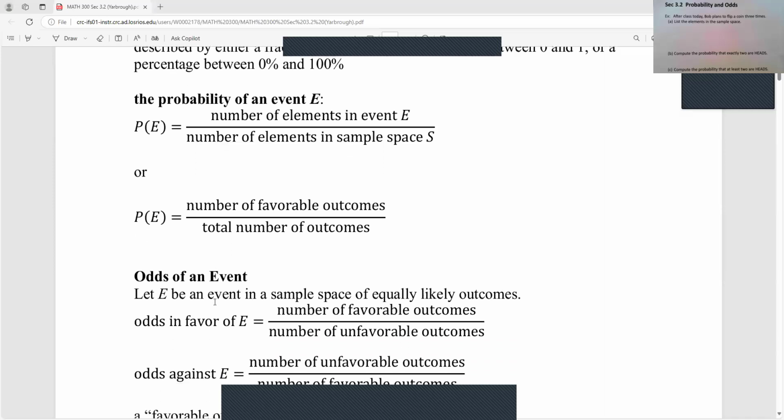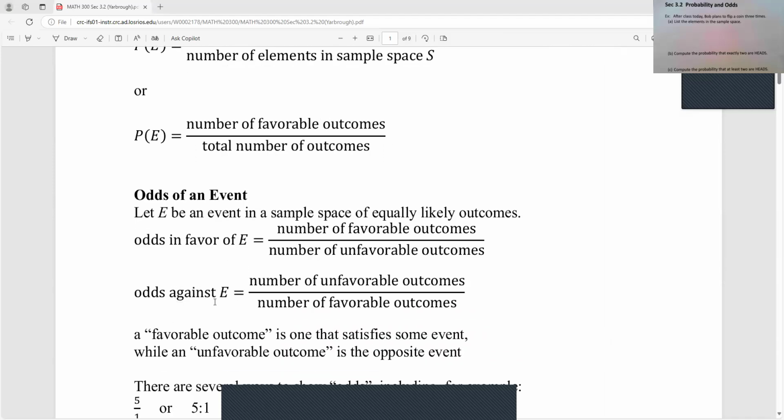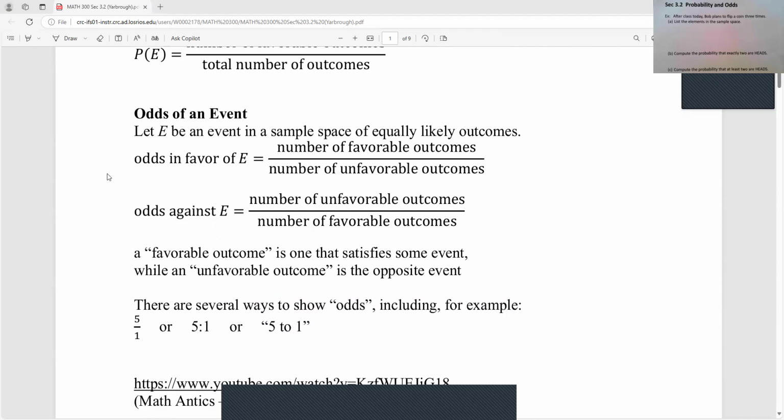There is a different definition when we get to odds. We will, of course, come back and talk about that a little bit more once we hit that, but we're going to do our first few examples about probability.